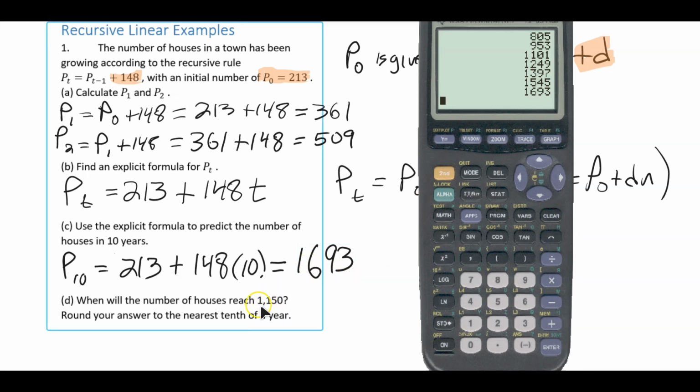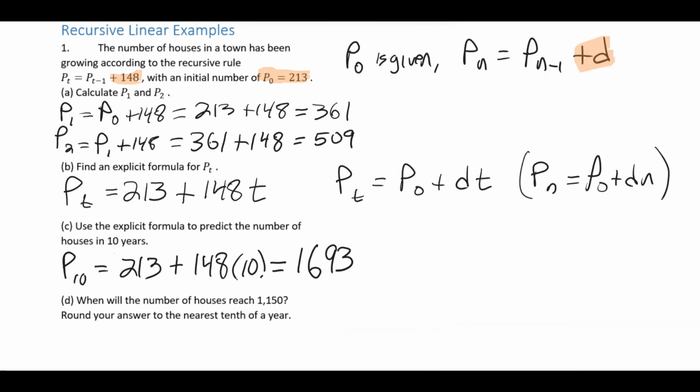When will it be 1150? 10, 9, 8, 7, 6. Between 6 and 7. I can tell that from our work with this calculator. Between year 6 and year 7, we somewhere in between went to 1150. But that's not enough to round to the nearest tenth. So for rounding to the nearest tenth, we have between 6 and 7. Let's see what we get.